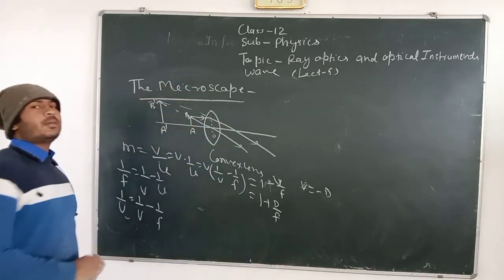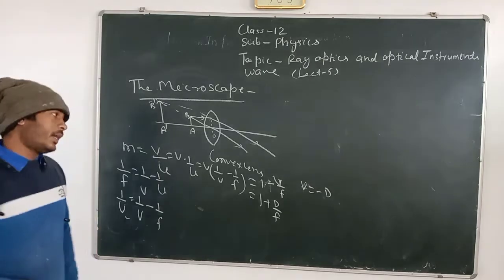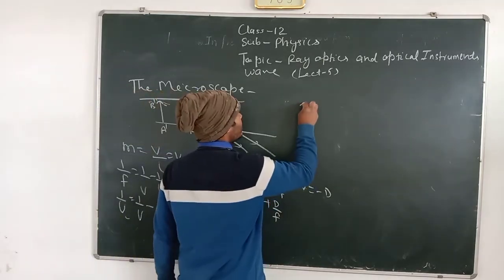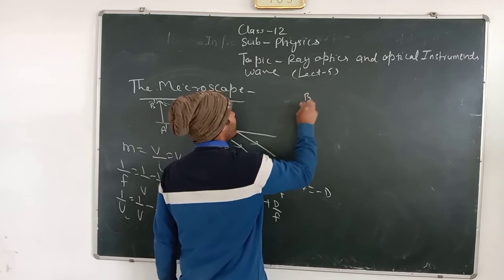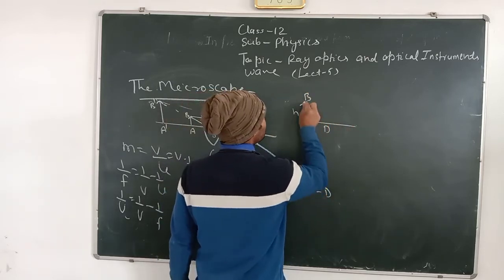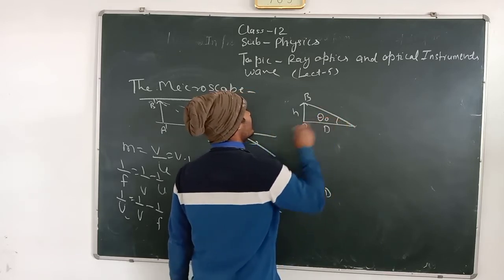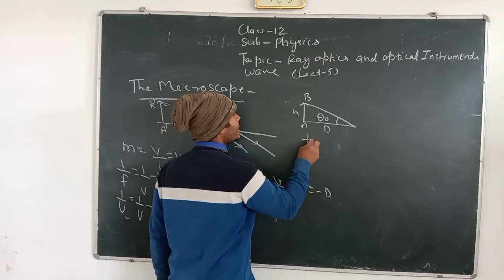Now let us suppose the object makes an angle theta naught on the eye. Is it clear? So it is object AB and the height of the object is H, and this is distance D, that is the near point, and it is angle theta naught. So what will be tan theta naught?